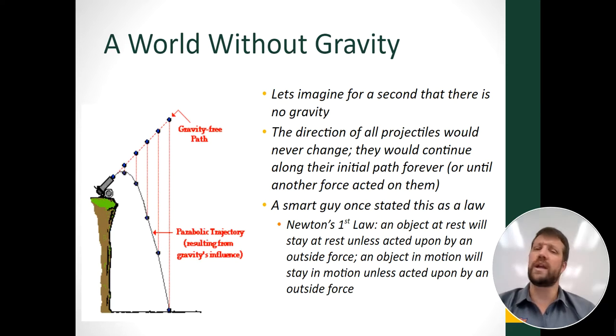I want to talk real quick about a world without gravity. So let's imagine for a second there is no gravity. The direction of all projectiles is never going to change. It's going to move on continuously, okay? So they continue along their initial path forever. So let's say you just jump up while you're outside. No gravity means see ya, because you're just going to float on forever. Because gravity's there, we come back down, we land back on the earth.